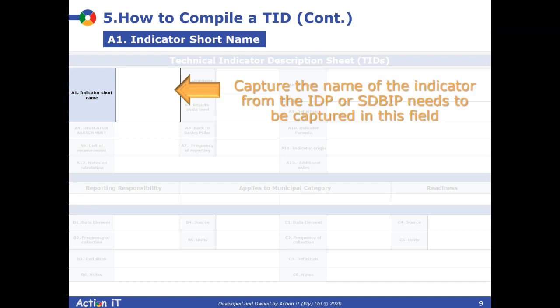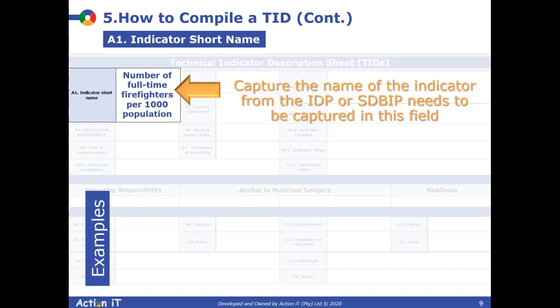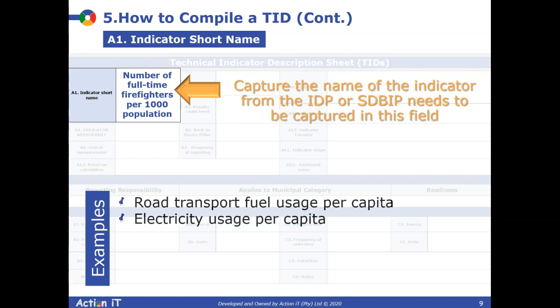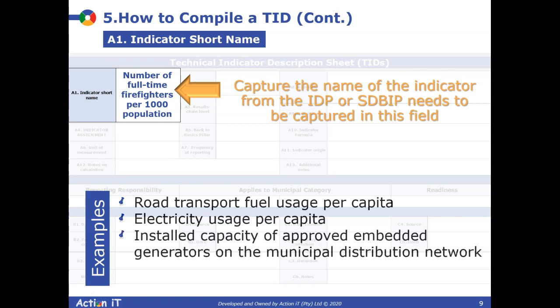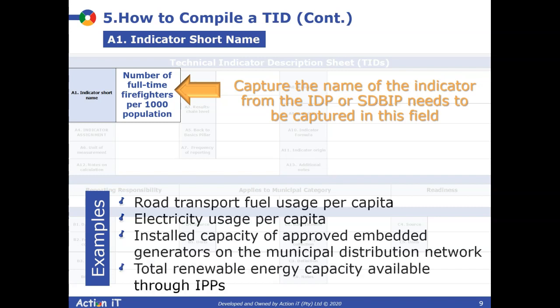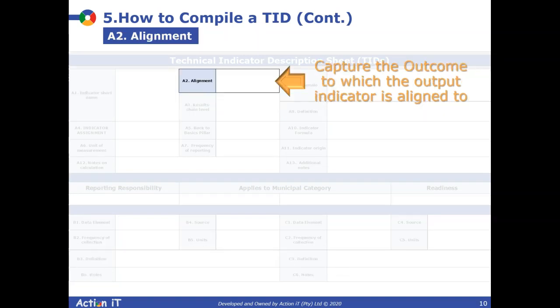In the A1 indicator short name field, capture the name of the indicator from the IDP or SDBIP. In our example, number of full-time firefighters per 1,000 population. Other examples of indicators are displayed on the screen. These are road transport fuel usage per capita, electricity usage per capita, installed capacity of approved embedded generators of the municipal distribution network, and total renewable energy capacity available through IPPs. In the A2 alignment field, capture the outcome to which the output indicator is aligned to.